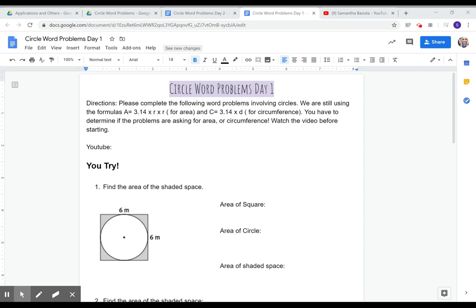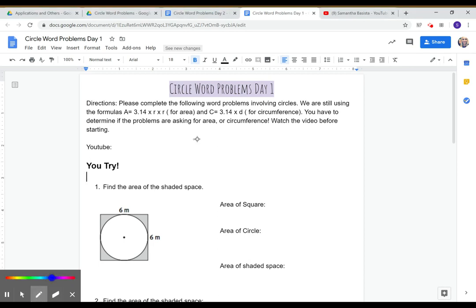Today we're still doing circle problems, except now, instead of just the area and the circumference, we're going to expand a little bit more to harder problems. So let's review real quick the basics of circles.